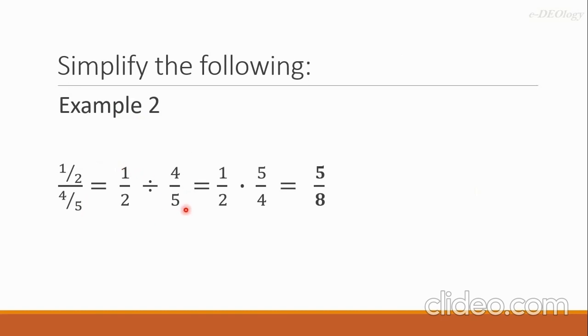So the 4/5 is now inverted into 5 over 4. And then we will proceed to multiplication. So 1 times 5 is 5. 2 times 4 is 8. 5 over 8 is our final answer.